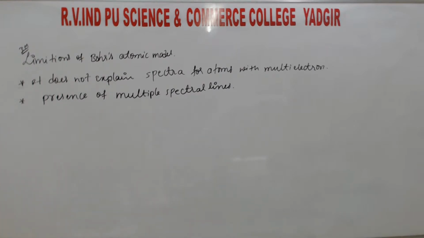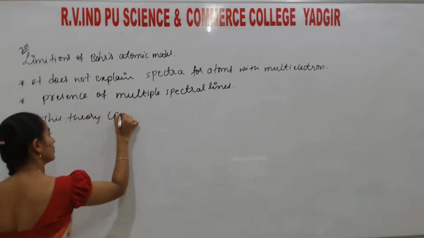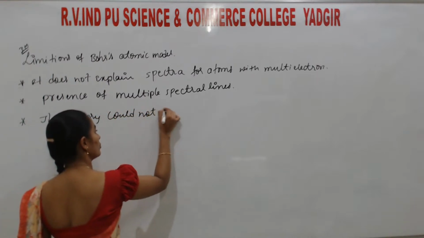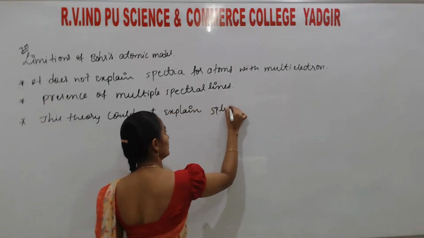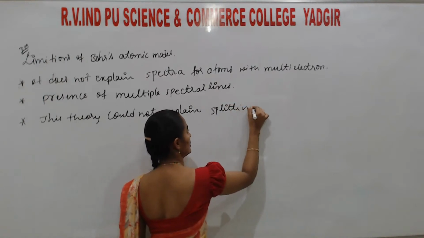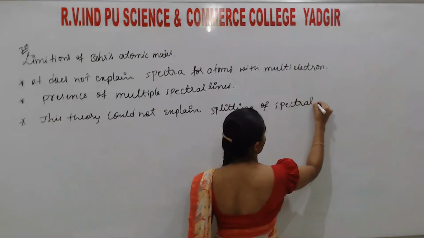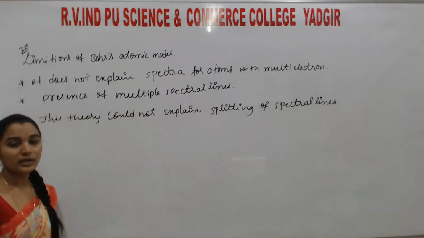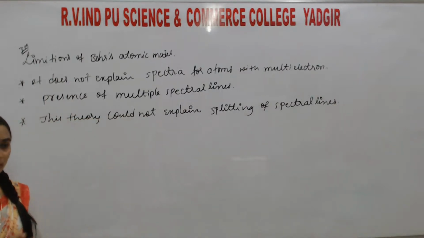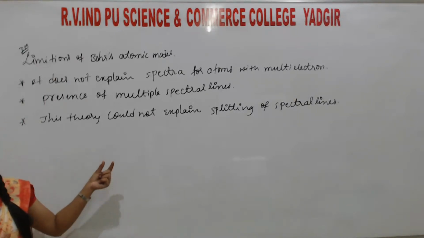The next one is, this theory could not explain splitting of spectral lines. Okay, this theory could not explain splitting, means separation of spectral lines.